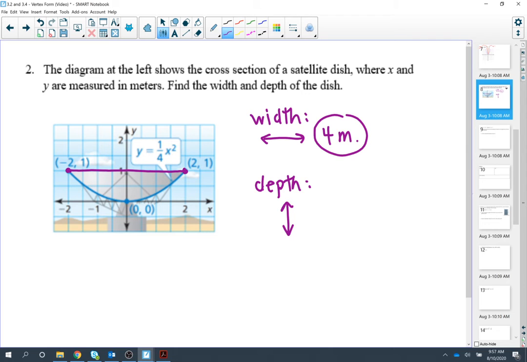Depth. Take a look at your depth. Same thing. I usually hear 2. No, you're not paying attention. This actually went up a half and then 1. So your depth is 1 meter. And I'm just going to let that go. We're not going to overthink that one. Let's go look at our next one.